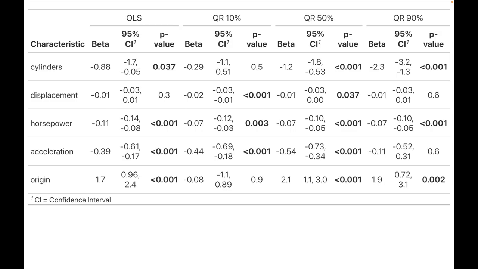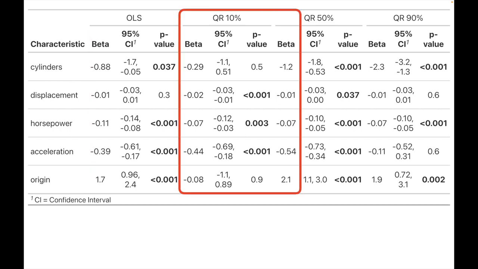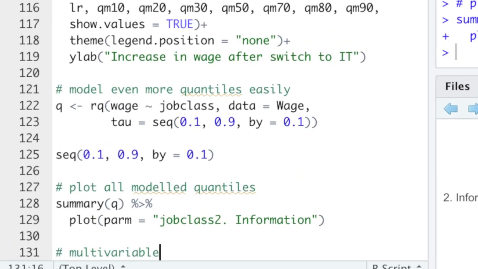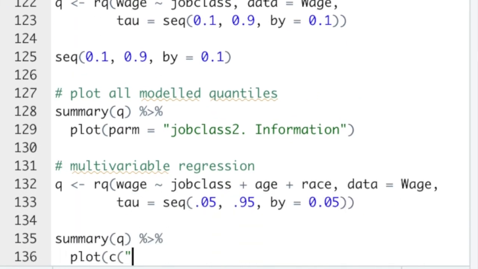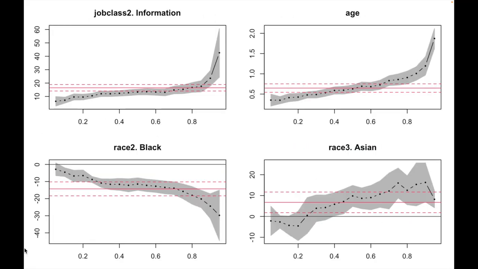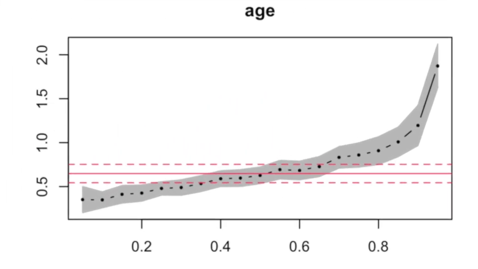But that's not all. Multivariable quantile regression is even more useful because it can uncover which variables are important for low or for high values of the response variable. Let's have a look at two multivariable examples. In the first example, we'll continue to model salaries, but instead of only a job class predictor, we'll add age and race predictors. Let's interpret the influence of age on salary first.